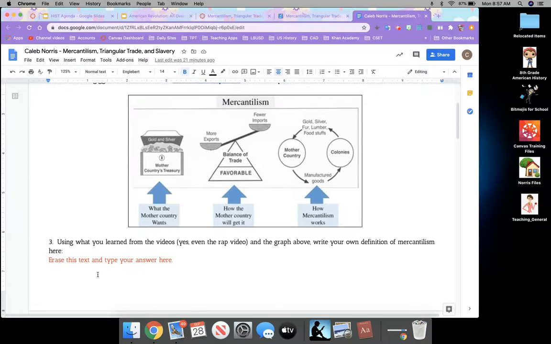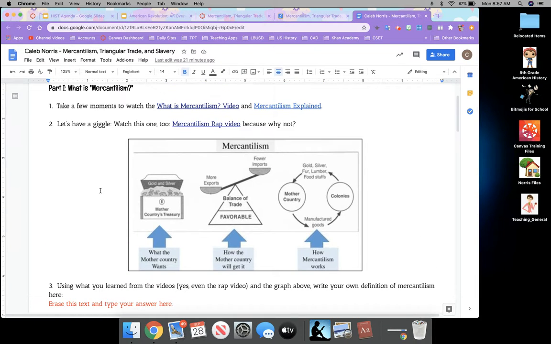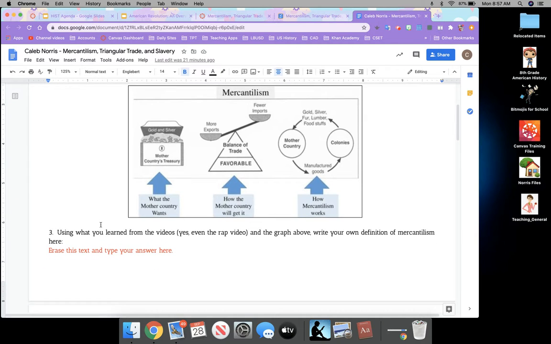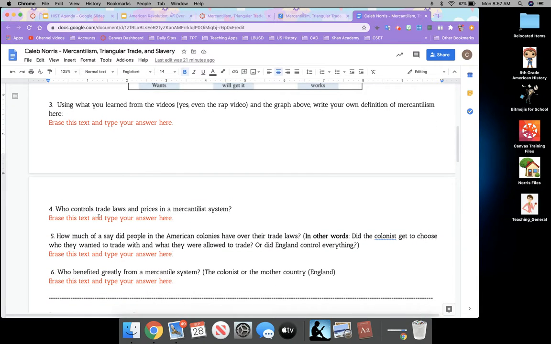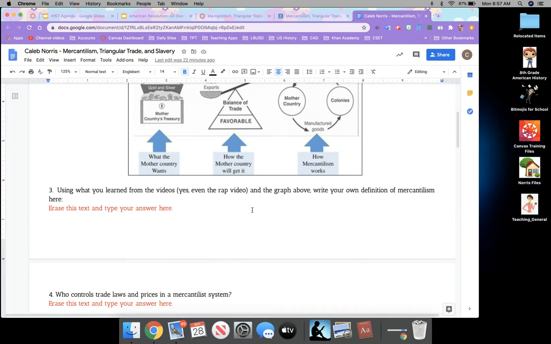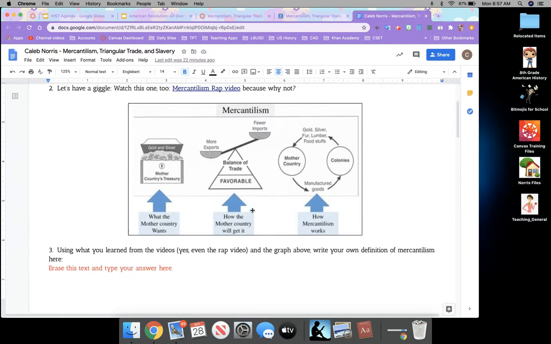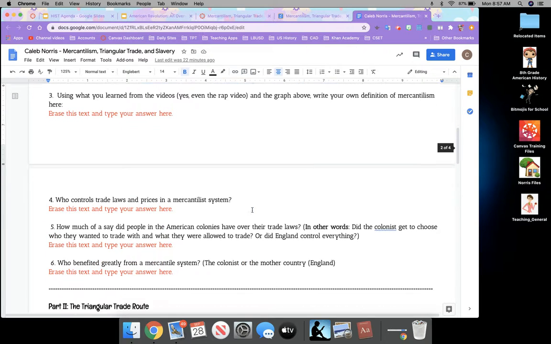Then use what you learned from these videos and from looking at the image above and write your own definition of what mercantilism is. So you're just going to erase this text and type your answer here in your own words. What does mercantilism mean? Who controls trade laws and prices in the mercantilist system? So who is in the most control in this system?